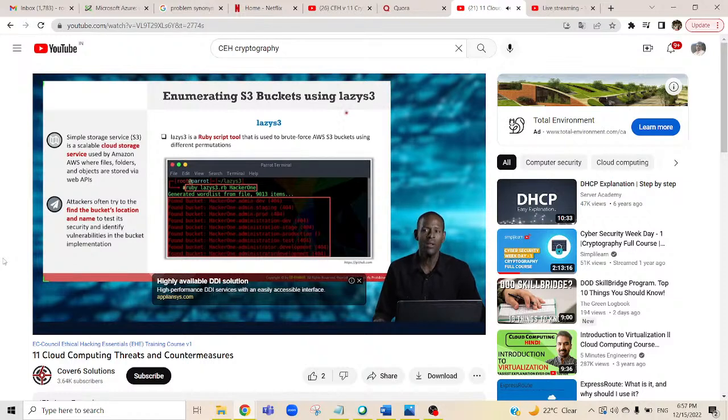Remember, we talked about S3 buckets. They are extremely versatile storage, an extremely versatile storage architecture for storing lots of information, files, folders, objects through web APIs. And so what they want to do with brute forcing this with Lazys3 is find the bucket's location and name, and then identify vulnerabilities.